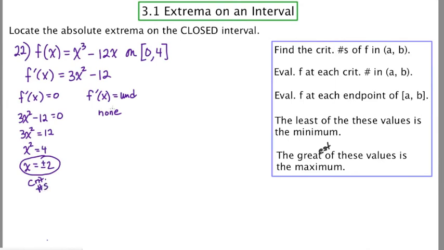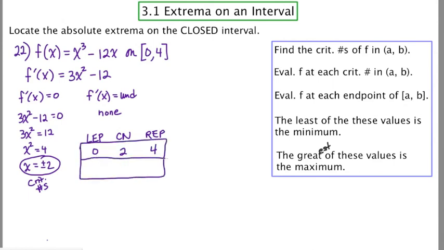Okay, so now we've got to make the chart. So our left endpoint, our LEP, is 0. Our critical numbers are -2 and 2. Interestingly enough, the -2 is not even in this interval, so we're not going to consider that. So that's an interesting little tidbit. Let me just say that again. There are two critical numbers, -2 and 2, but -2 doesn't fall in this interval, so we're not going to look at that. And then our right endpoint is 4.